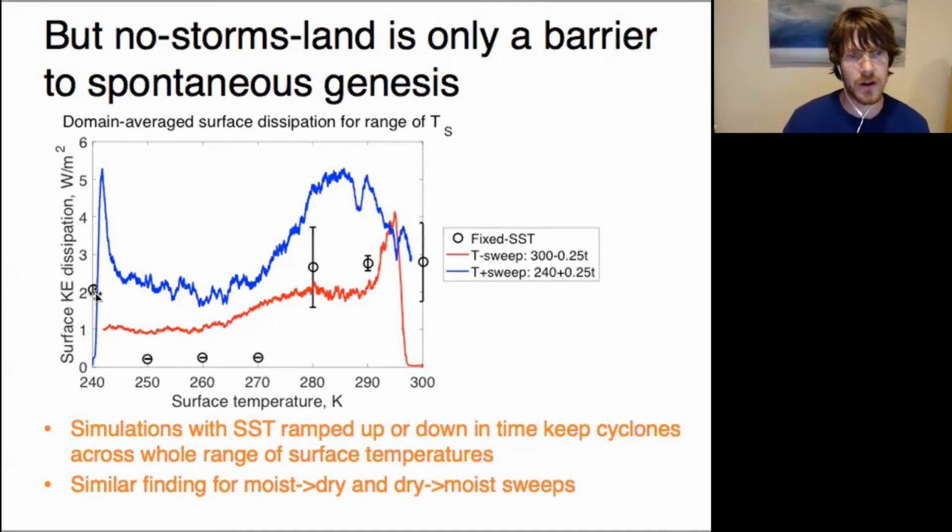What's shown here is that the fixed sea surface temperature simulations have surface kinetic energy dissipation of a few watts per meter squared for the very low temperatures, as well as for the higher temperature ranges where you see moist storms. This range of parameter space in between, where we didn't see storm formation, has very low surface kinetic energy dissipation. But as we increase surface temperature in time, we form this dry cyclone world that evolves gradually to a moist one. There is a sort of valley here, and that's interesting. And the same thing happens as we go from a moist tropical cyclone world down to a warm tropical cyclone world down to a cold one.